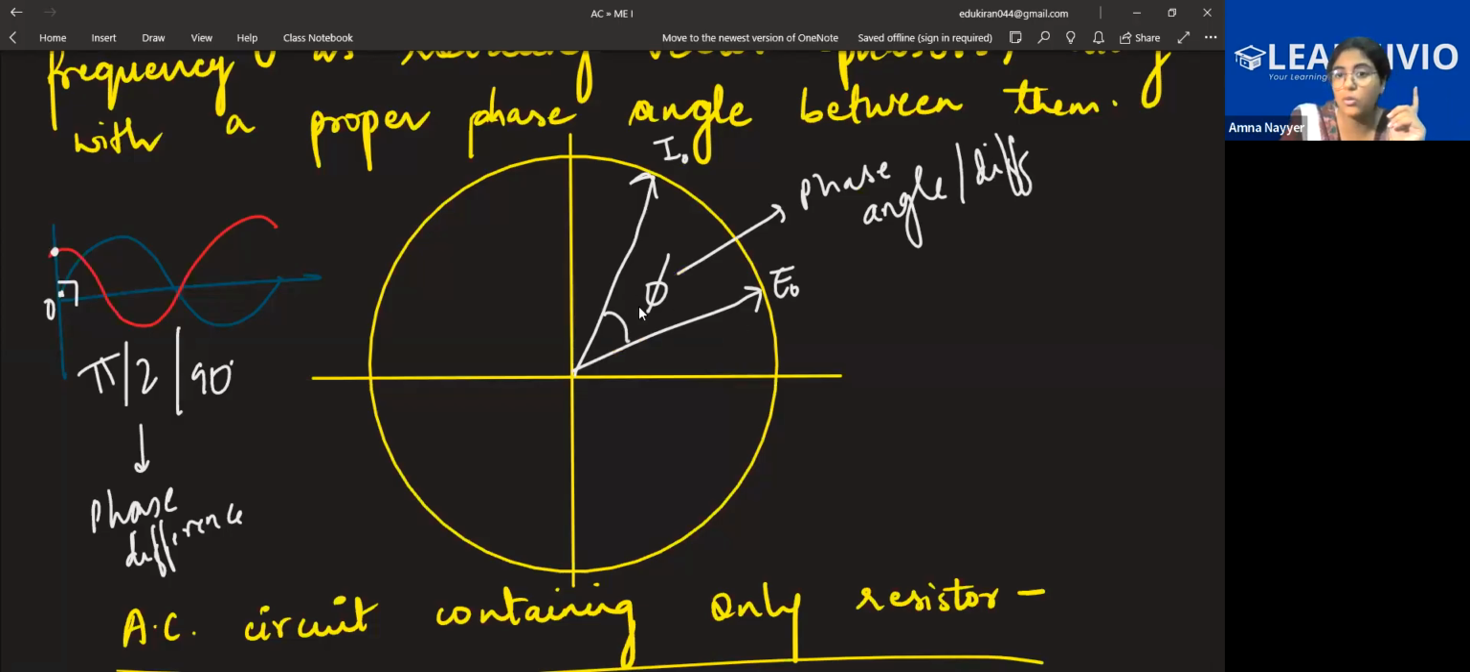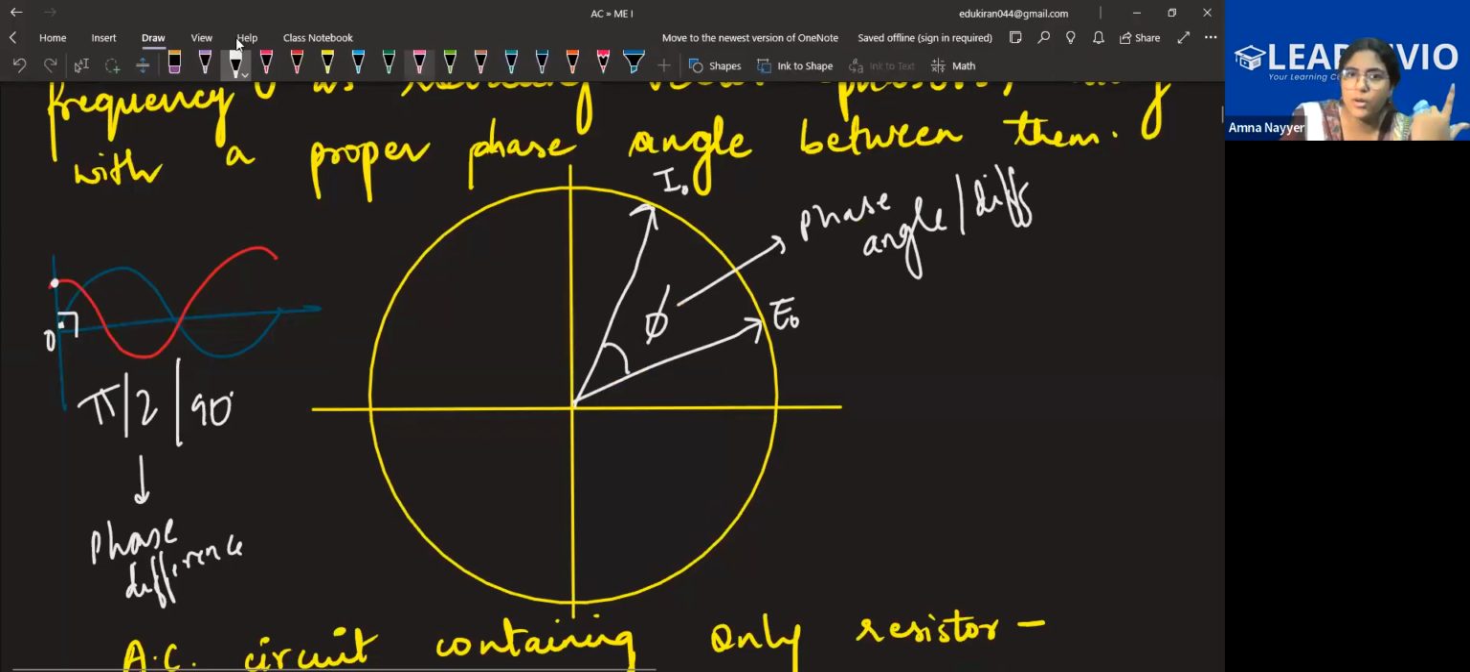This is what is meant by a phase difference. See, they are not overlapping. There are possibilities where I draw this and the current is also here. Let's say the magnitude is different, but the direction and the phase are exactly the same.